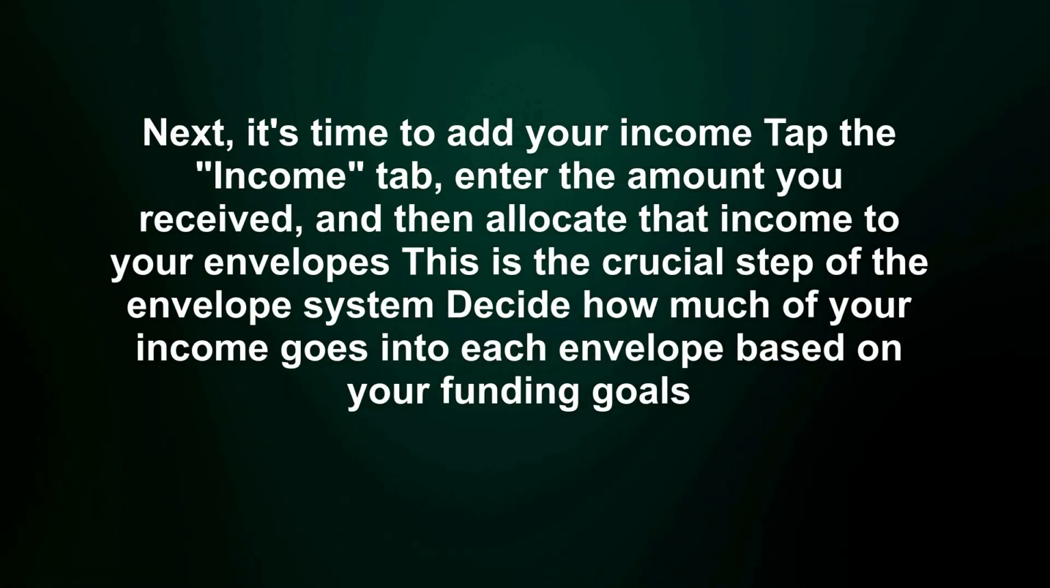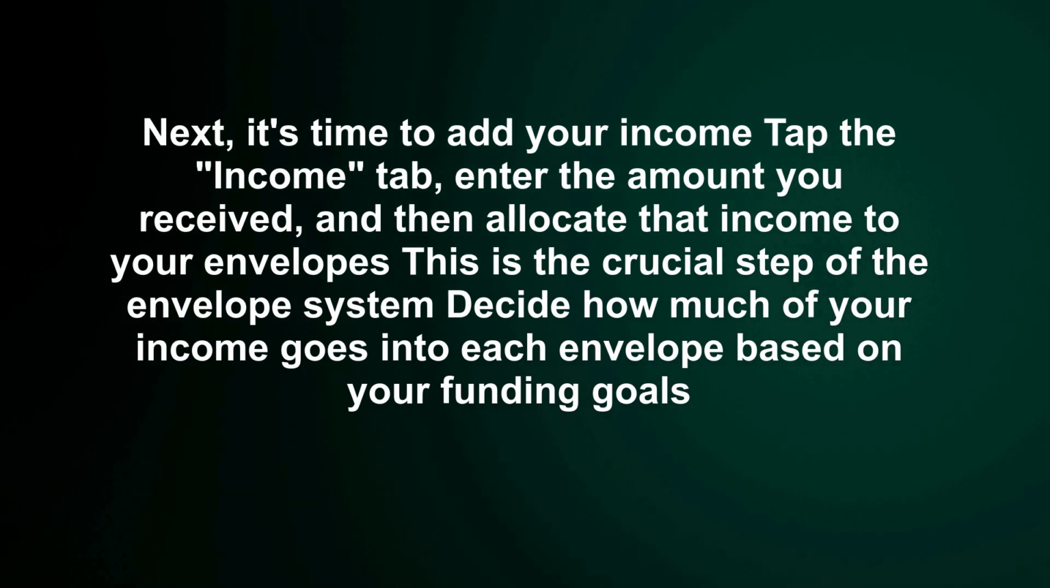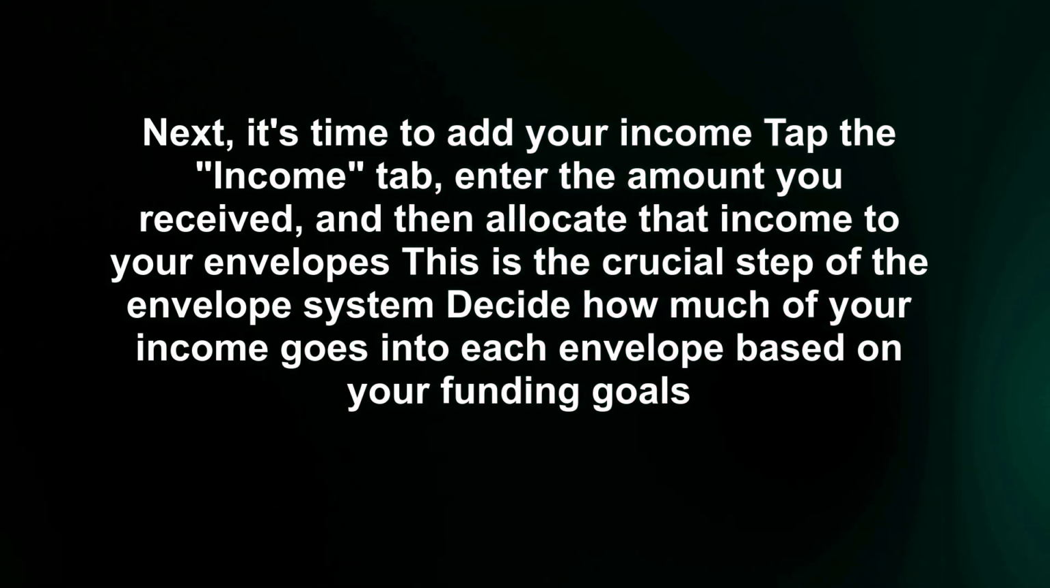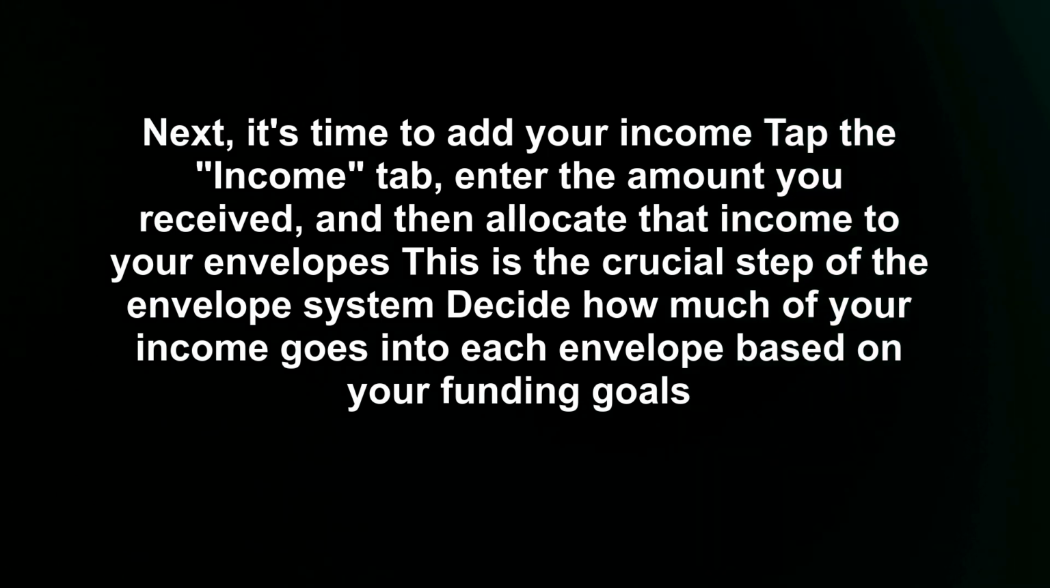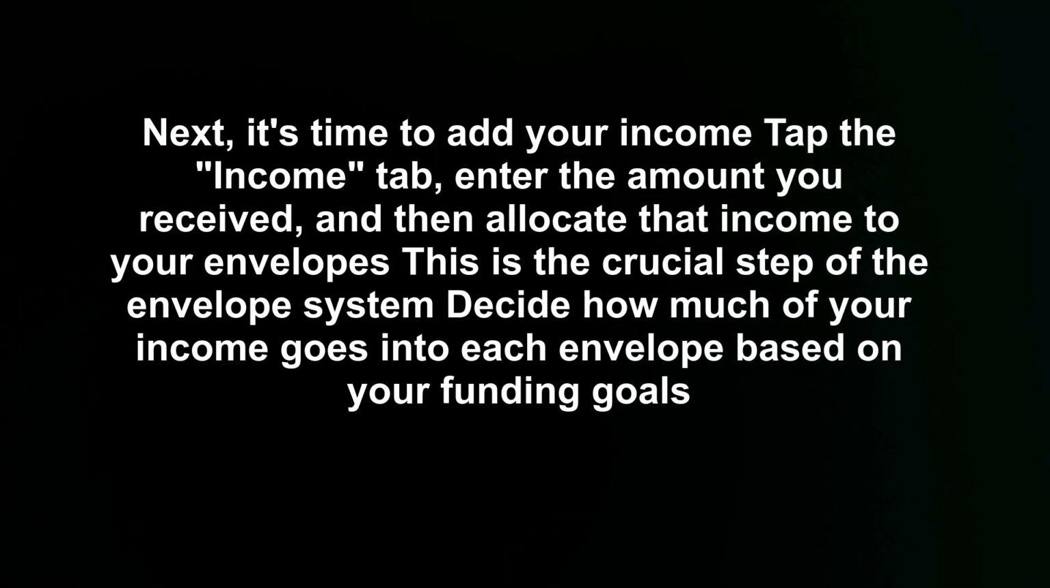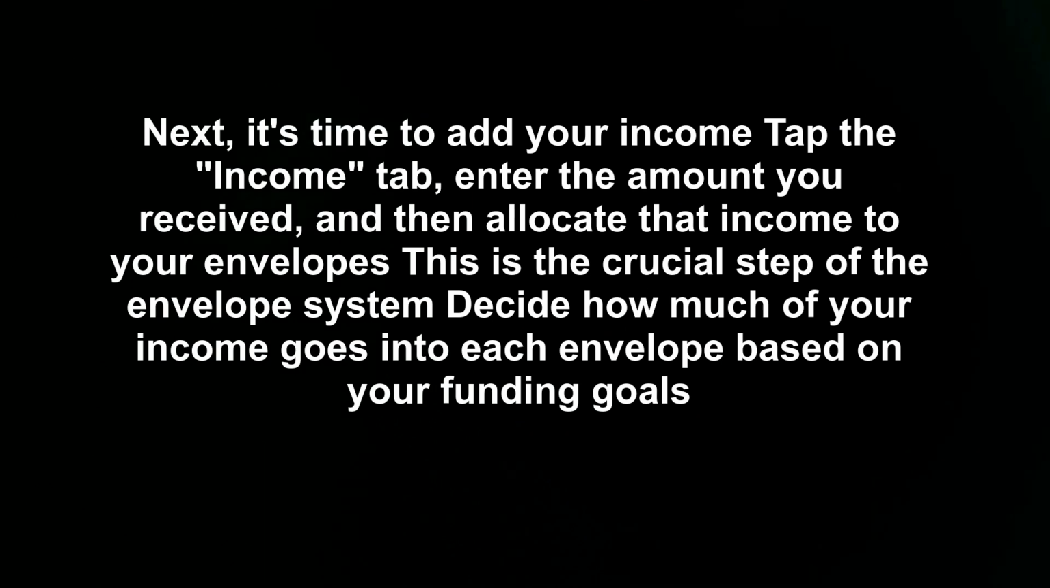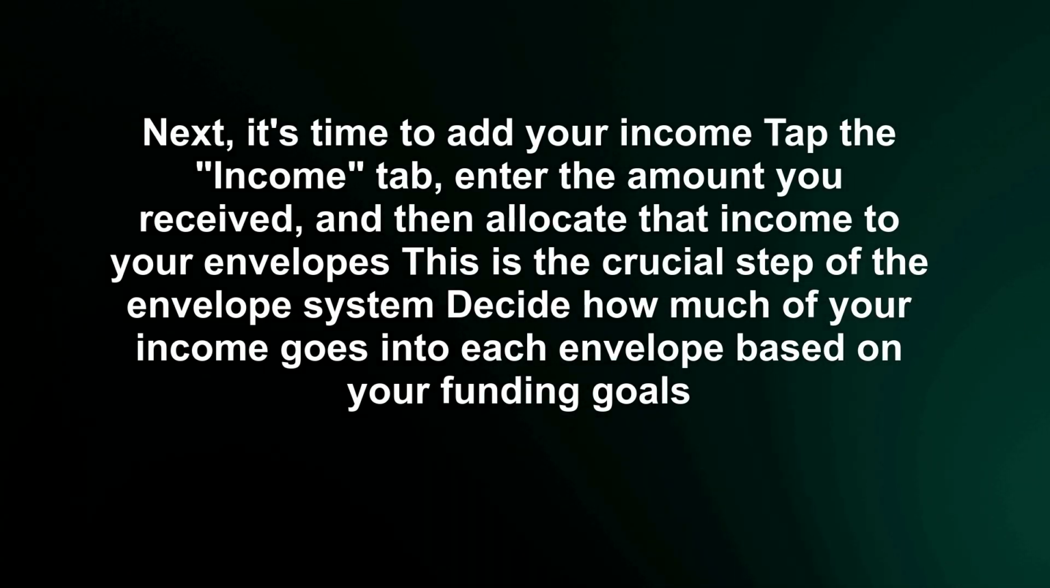Next, it's time to add your income. Tap the income tab, enter the amount you received, and then allocate that income to your envelopes. This is the crucial step of the envelope system. Decide how much of your income goes into each envelope based on your funding goals.